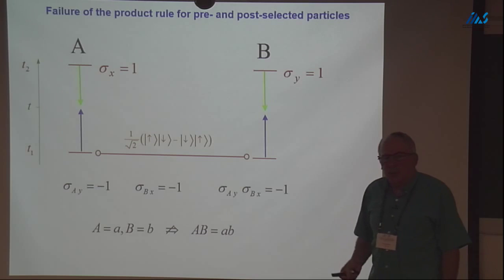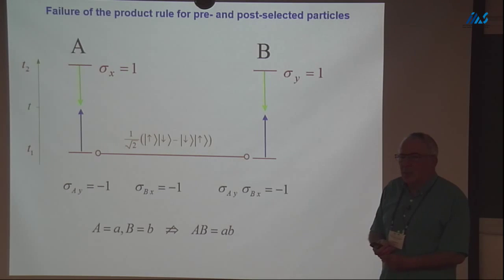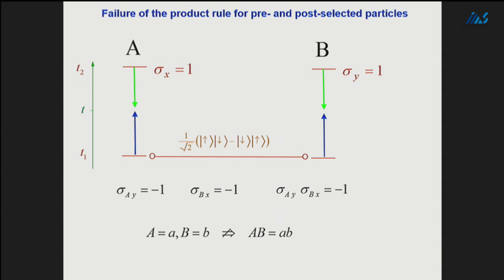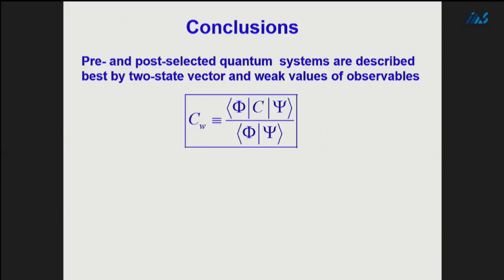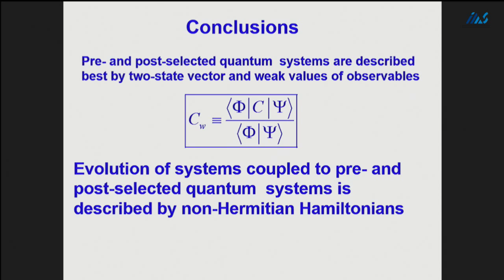Hardy made a paradox out of this which concluded that we cannot have a relativistic quantum theory, but I think he didn't take into account that when we have a pre and post selected system, we don't have the product rule. Okay, so my conclusions are that pre and post selected quantum systems are described best by the two-state vector and weak values of all physical observables, and evolution of a system coupled to a pre- and post-selected quantum system is described by non-Hermitian Hamiltonians. Thank you.